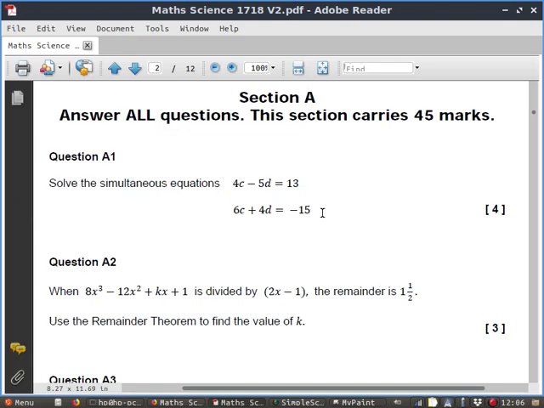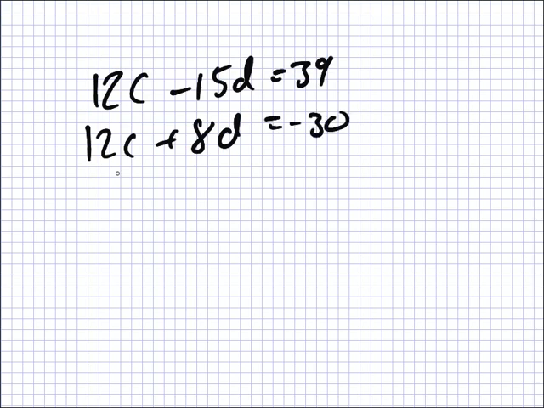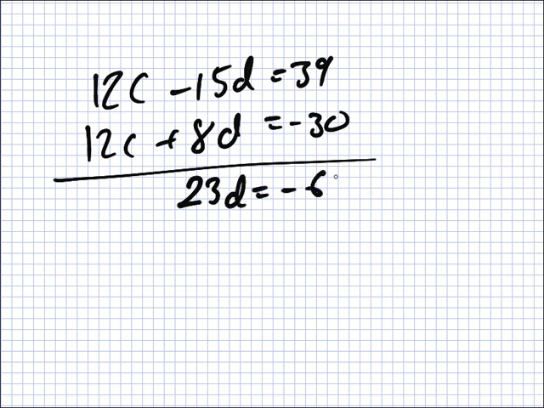If you multiply this by 3, you get 12c minus 15d equals 39. If you multiply this by 2, you get 12c plus 8d equals minus 30. And then if you do the second minus first, I'll get 23d equals minus 69. Is that right? So d looks a little bit messy. Minus 69 over 23. Minus 3. Oh, yeah, nice.